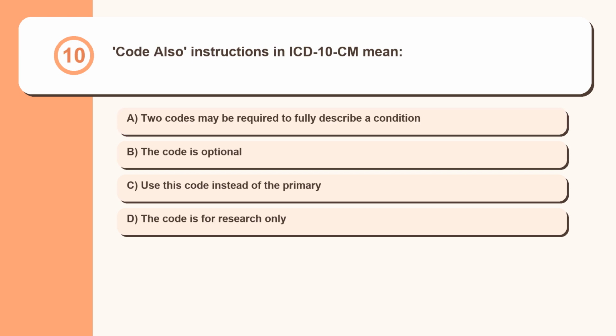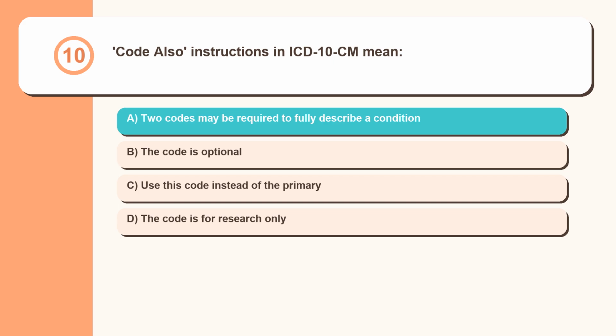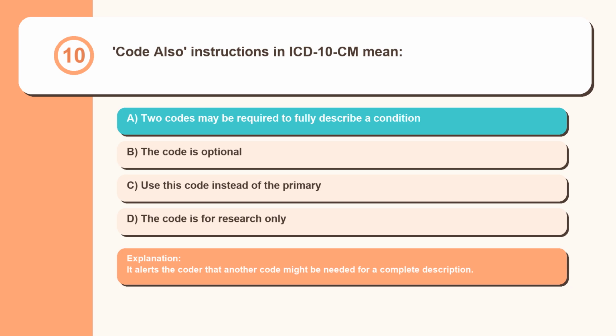Question 10. Code also instructions in ICD-10-CM mean: 2 codes may be required to fully describe a condition. The code is optional. Use this code instead of the primary. The code is for research only. It alerts the coder that another code might be needed for a complete description.